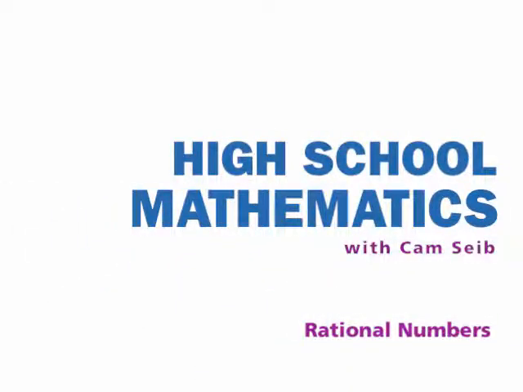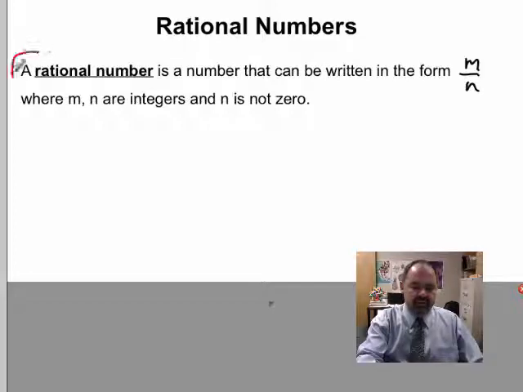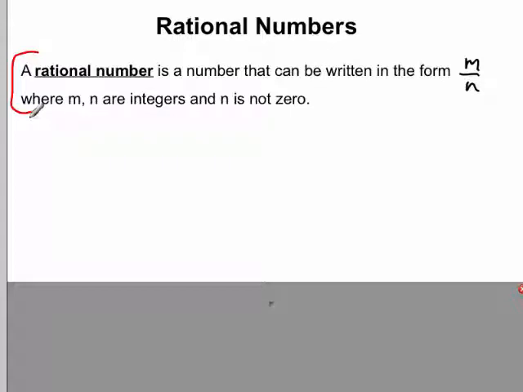I'd like to introduce now the concept of rational numbers, which are essentially fractions, but the specific definition that's written here is a little bit more specific, so let's just go through it. A rational number is a number that can be written in the form m over n, where m and n are integers. So m and n are two positive or negative whole numbers, that's what integers are, and the denominator n cannot be 0. Alright, sometimes we write this "m and n are integers" like this.